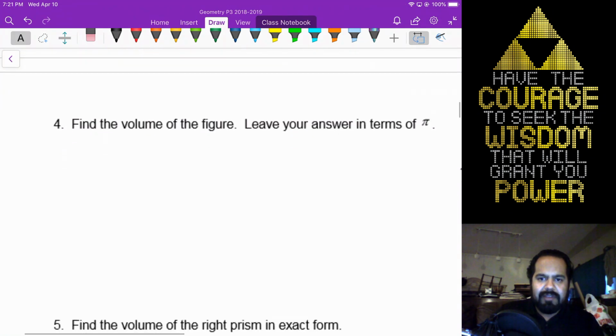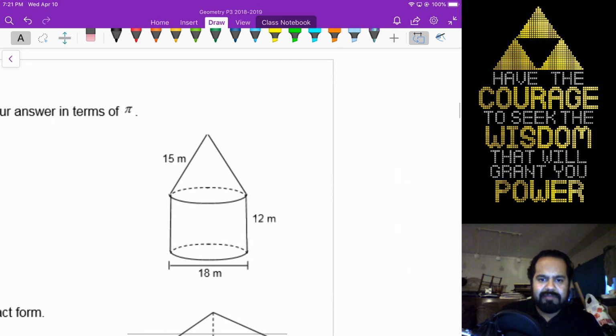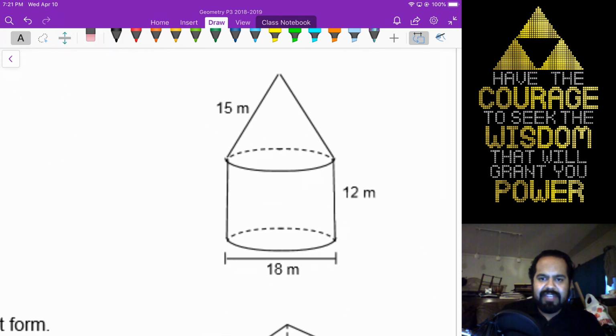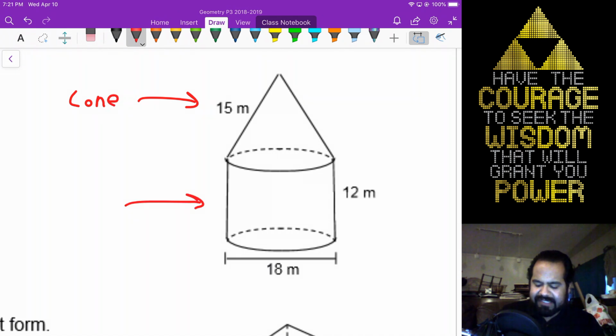All right. Find the volume of the figure and leave your answers in terms of pi. So check this out. We've got two figures. We have a cone and we have a cylinder.